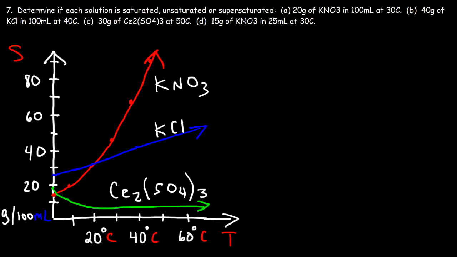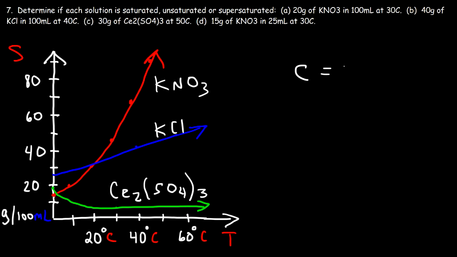Now let's move on to part B. So at 40 degrees Celsius, we're dealing with KCl, which is the blue line. The concentration is 40, and notice that it matches with the solubility. So C and S are 40. So C is equal to S. Therefore, we have a saturated solution. Now let's move on to part C.